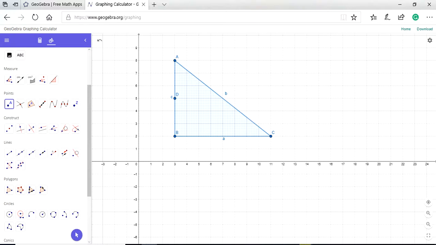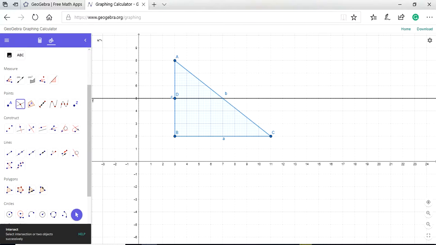I'll go here. And then we have to make a line parallel to one of the two sides that we have. So I'm going to make it parallel to line BC. So I'll take my point and the line I want to be parallel to. Now it made a line that's parallel to it. And then we have to make an intersecting point here. So go to the intersection tool and we make that point. So now we have point E.